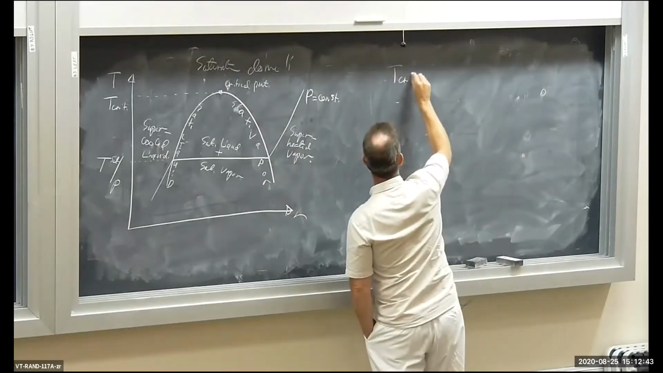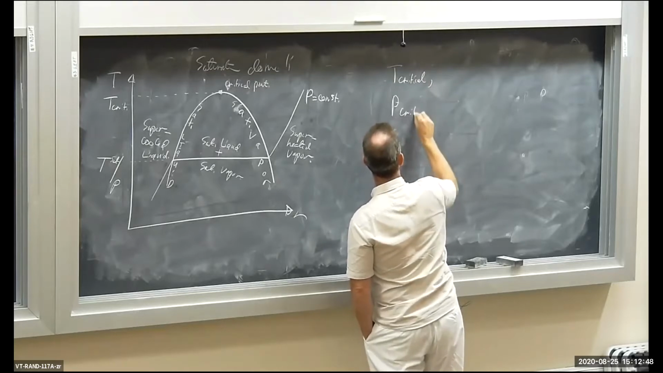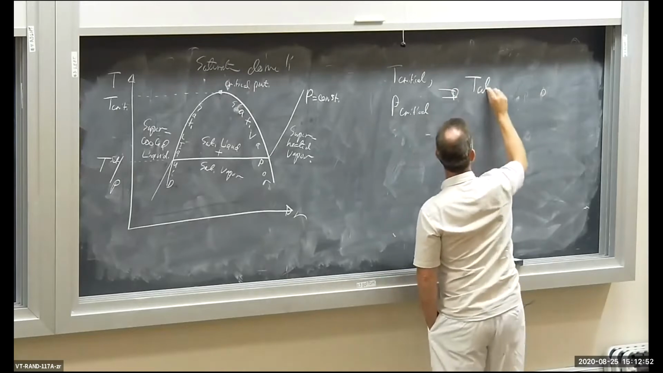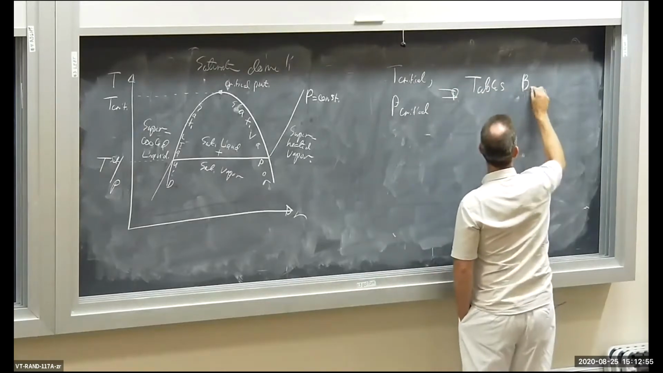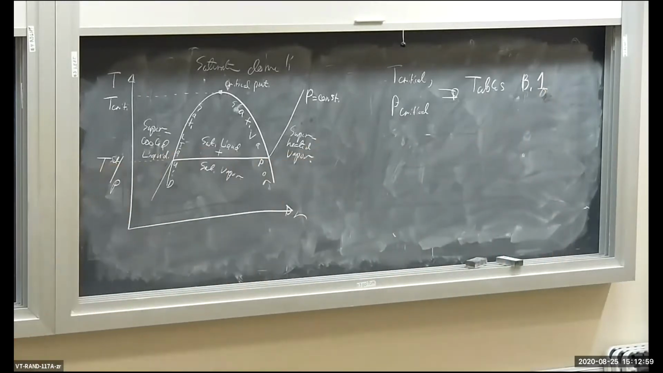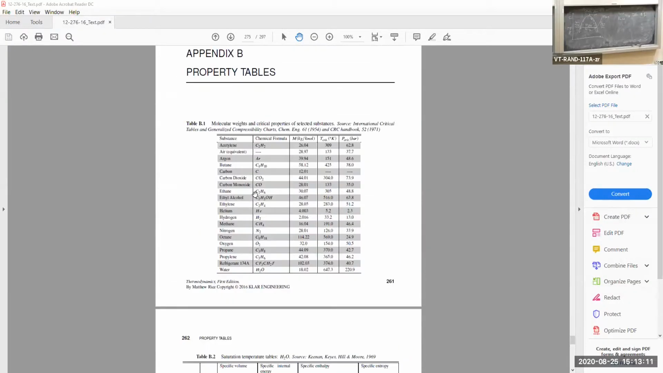So T critical and P critical. Table B1 out of the notes. Look in Moran and Shapiro, you'll see a similar table, probably the first table as well. Let's see here. B1: substance, chemical formula, molecular weight, T critical, P critical.